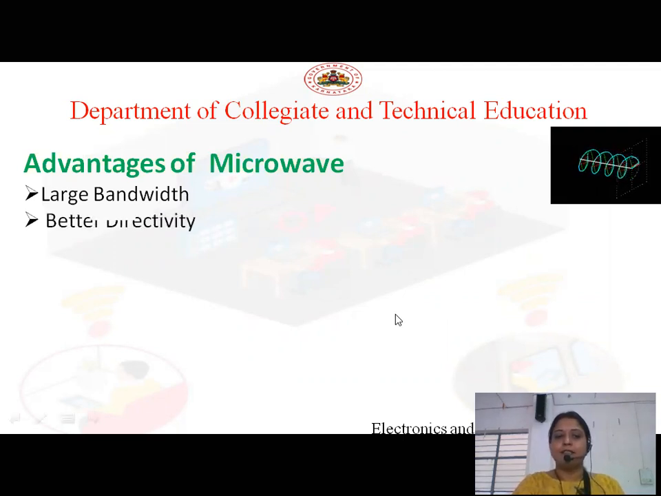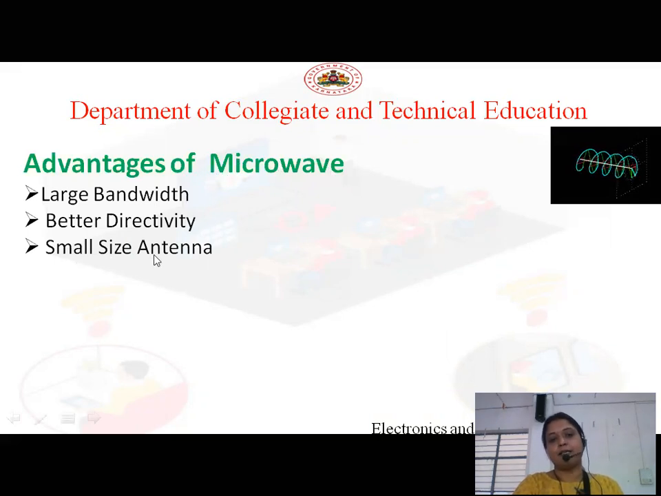Second one is better directivity, meaning they have very sharp directivity, so the signal can be radiated to wherever it is intended. Next is the small size antenna, because as we know, as the frequency increases, antenna size reduces. Both are inversely proportional. Therefore, since microwaves are very high frequency signals, the antenna size automatically reduces. This is one of the advantages.